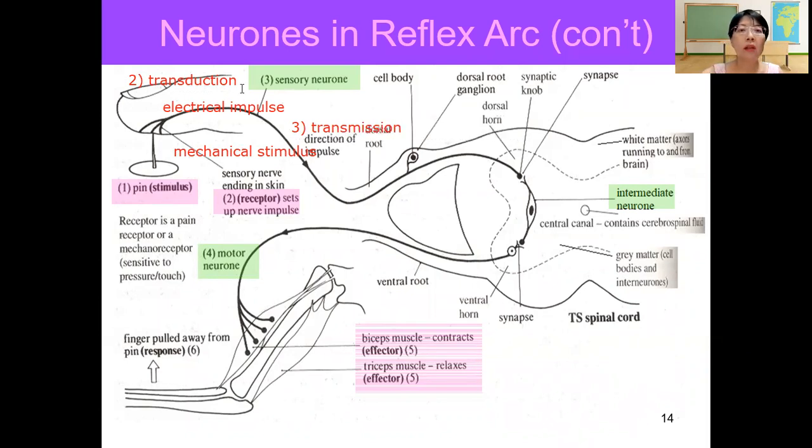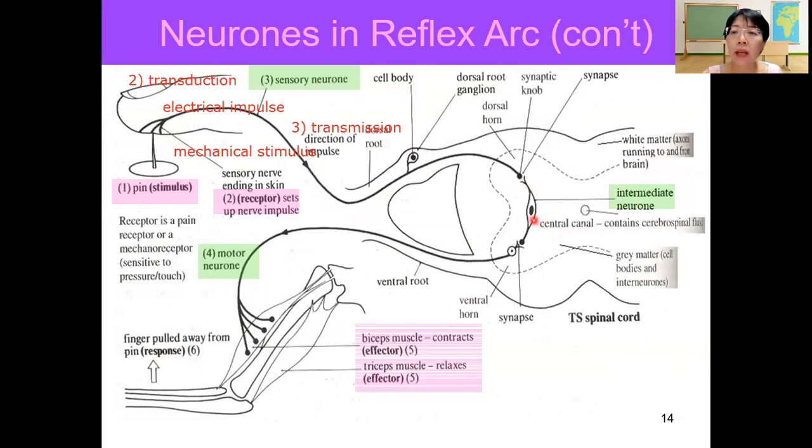It will be transmitted all the way along the neuron, from the cell body into the spinal cord. The spinal cord is the nerve that runs along our vertebrae, our backbone. So it goes into the spinal cord. This is the first neuron, the sensory neuron. It sends the message from your body to the central nervous system, CNS.